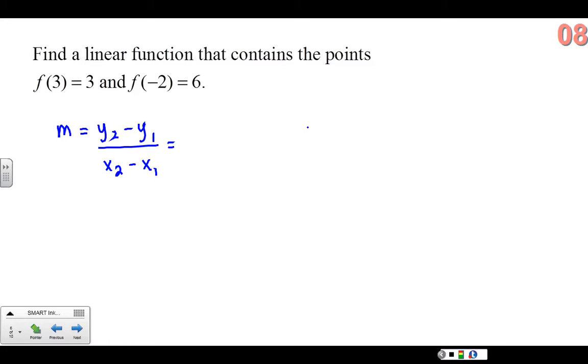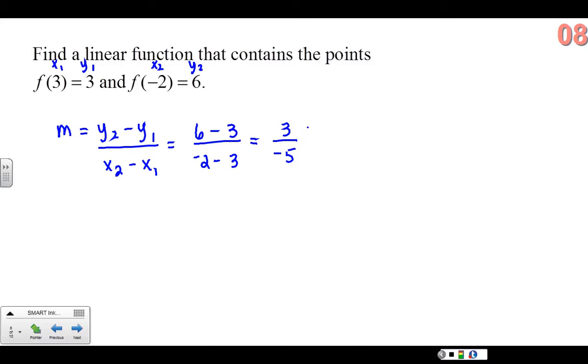So let's label our points so we make sure we get that correct. We know that one will be x1, y1. The other one can be your x2, y2. And that way we'll be sure to put them in the right order. So 6 minus 3 over -2 minus 3. So working that out, I get 3 on top and then -5 on the bottom. So my slope is -3/5.